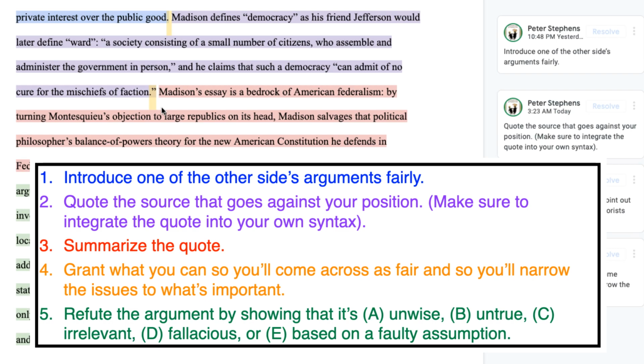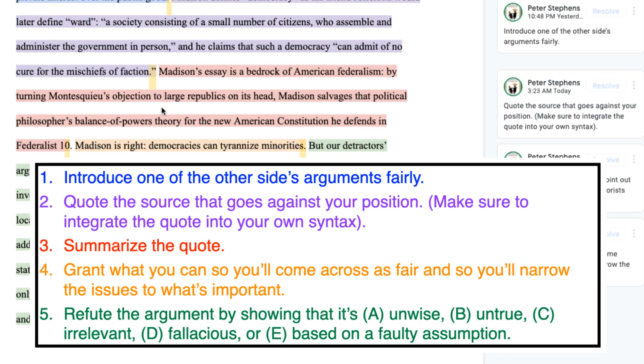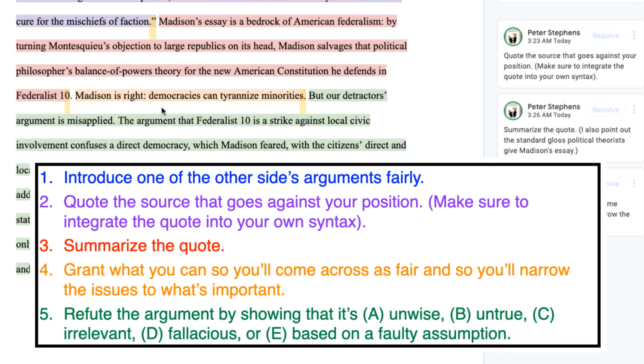Madison seems to be attacking my idea of a small number of citizens assembling to govern in person, and even seems to be anticipating and attacking his friend Jefferson's wards. And now I'm going to summarize the quote. Madison's essay is the bedrock of American federalism. By turning Montesquieu's objection to large republics on its head, Madison salvages that political philosopher's balance of powers theory for the new American Constitution he defends in Federalist 10.